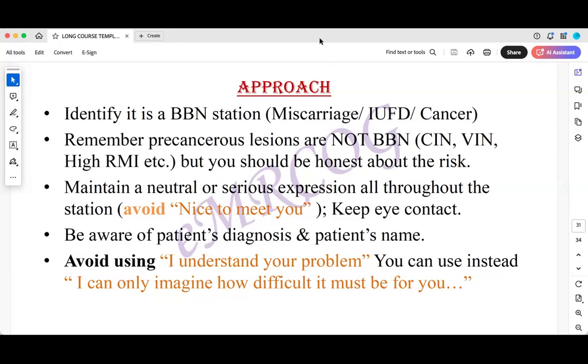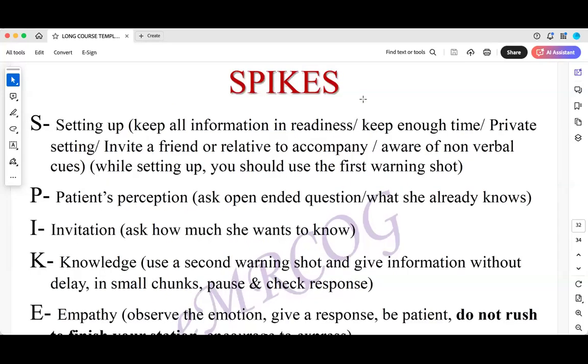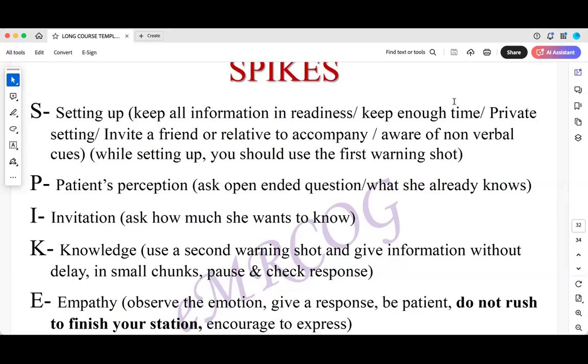Like in breaking bad news, you have to give the patient a warning shot before you mention the news to them. So here is the SPIKES, and SPIKES is a tool to remind you. Our college recommends that you follow SPIKES for breaking bad news. It starts with setting up the situation, okay. So read carefully the information, understand the situation very well, and keep enough time.